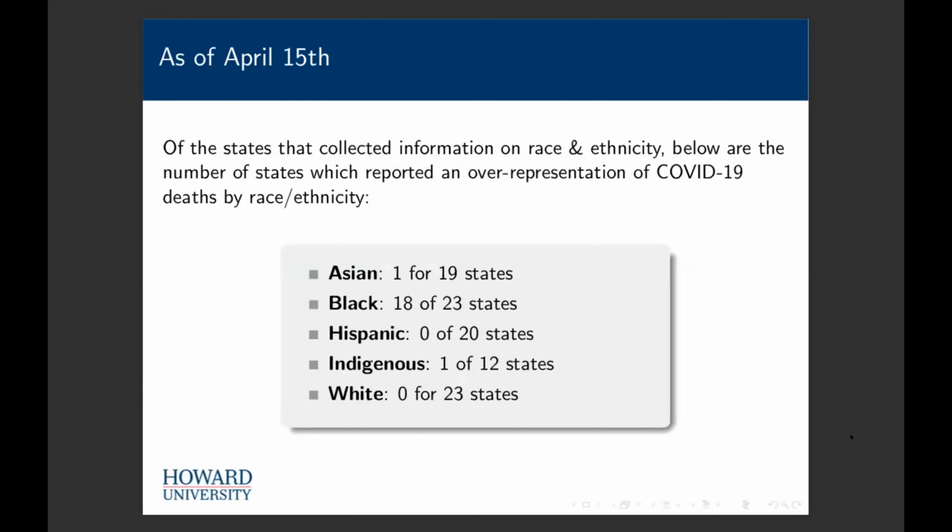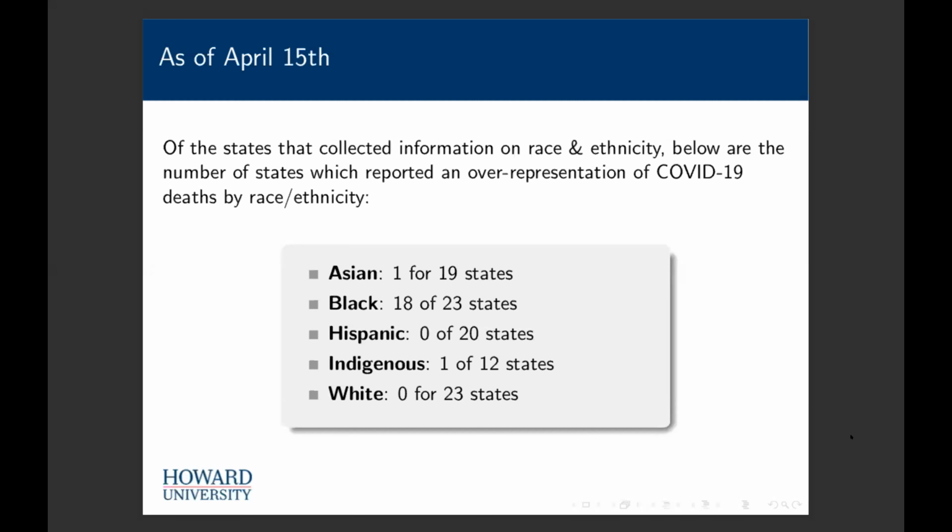But to give you a sense of what was happening in the United States on April 15th, because this is in the middle of when we fielded our survey: of the states that collected information on race and ethnicity, below are the number of states which reported an overrepresentation, so more COVID-related deaths than the state's population of that race or ethnicity. For individuals that identified as Asian, it was one of 19 states, and I believe it was Alabama. For individuals that were identified as Black, it was 18 of 23 states.